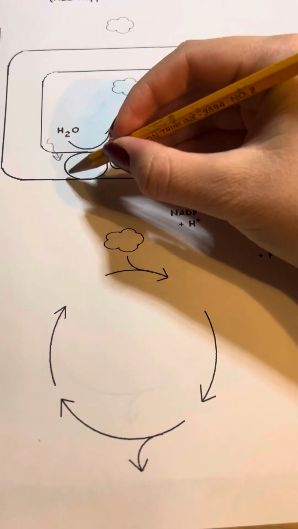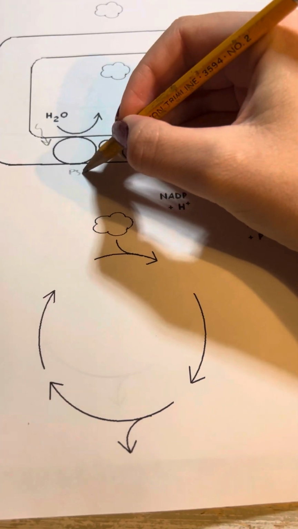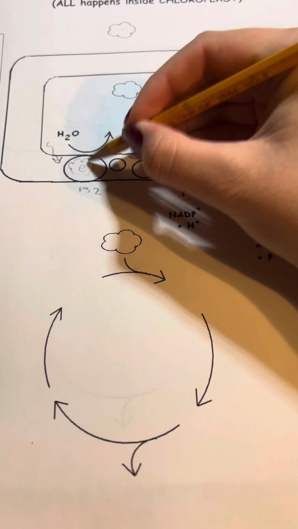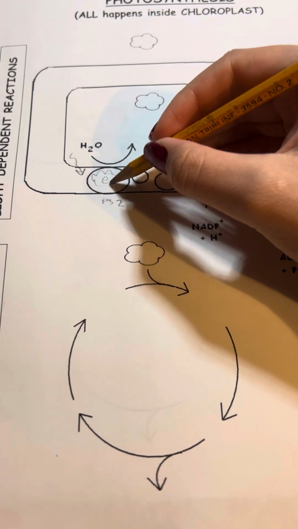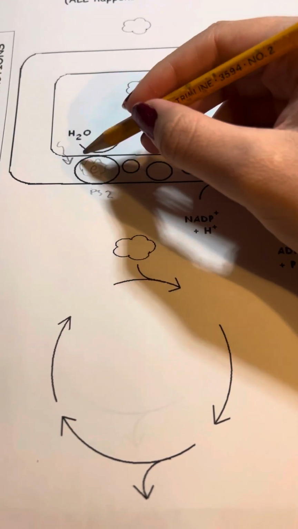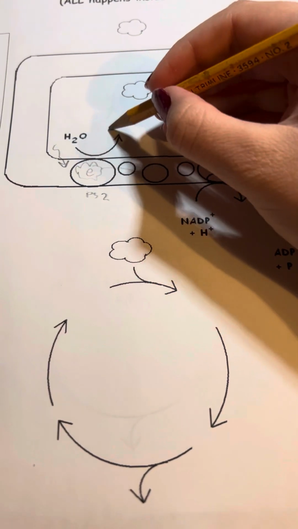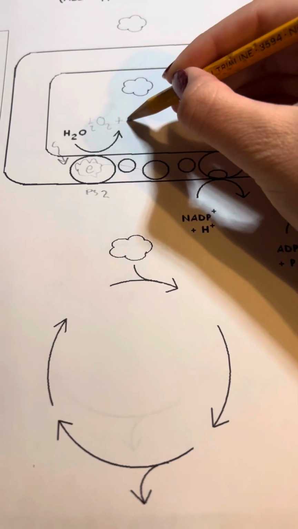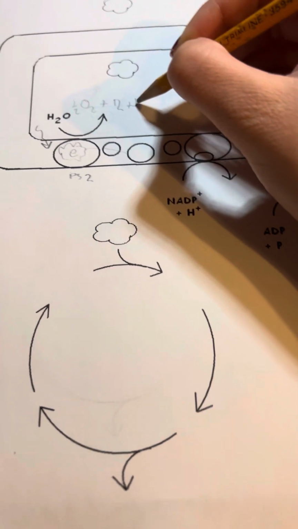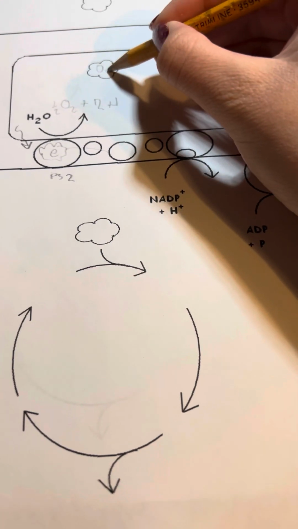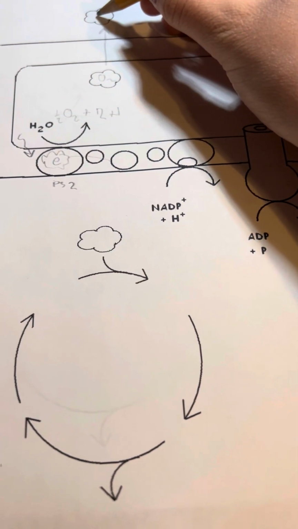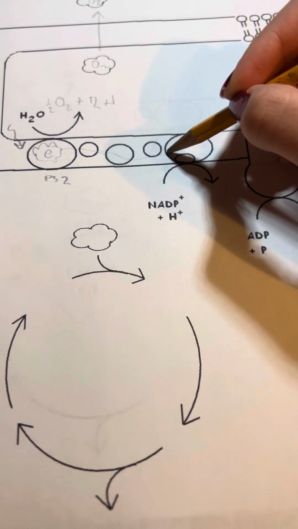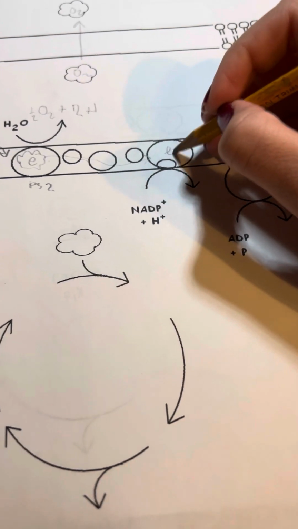A photon of light goes into photosystem 2. An electron gets excited and is lost from photosystem 2. Photosystem 2 needs another electron, so H2O is oxidized into O2 and H+. Now the O2 is lost and goes into the atmosphere. Now the electron goes down the electrochemical gradient, losing energy.